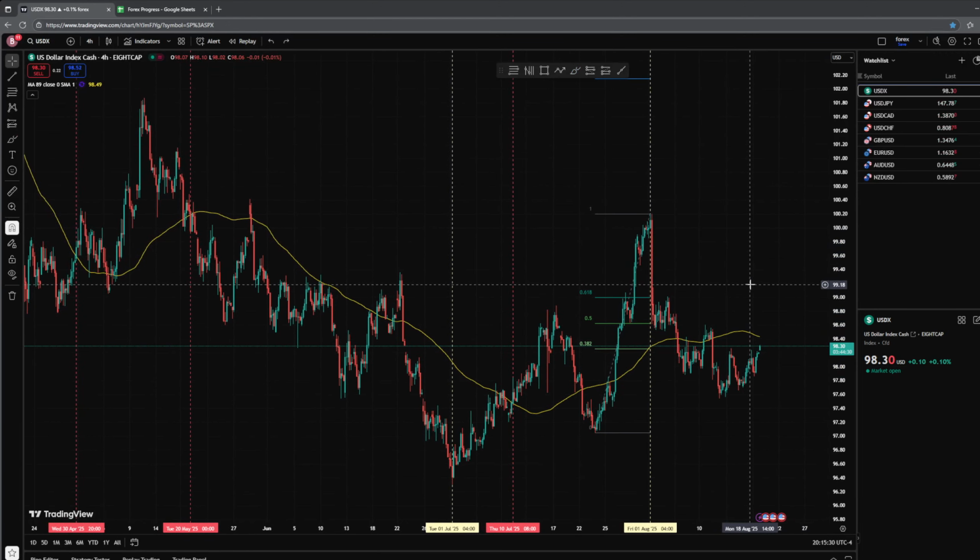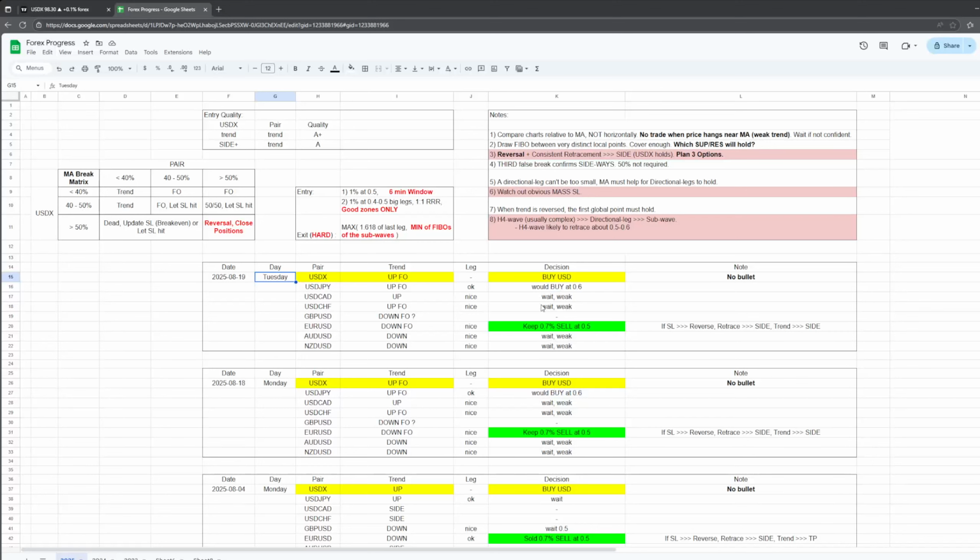Okay, given that, let's continue and write it down. Today is Tuesday, USD index chart. Currently the trend is up, doing a fake out, and our decision is still to look for opportunities to buy USD.